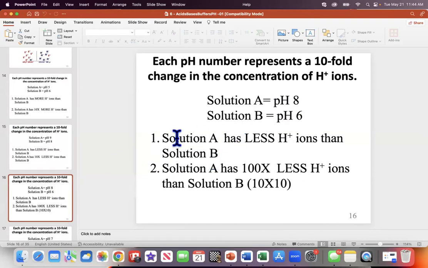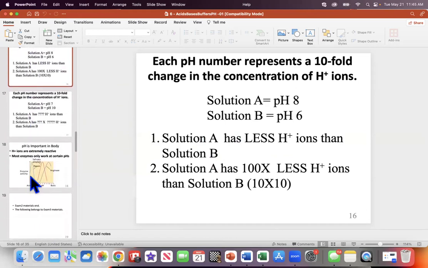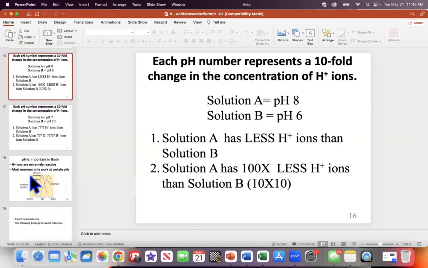Okay, how about this? I have two solutions. Solution A, pH is 8. Solution B, pH is 6. Okay, which one is more acidic? B, right? And which one is more basic? A. And which one has more hydrogen? B. Which one has less hydrogen? A. Okay, that's how we define the pH. And the last question, how many times more hydrogen in solution B than A?